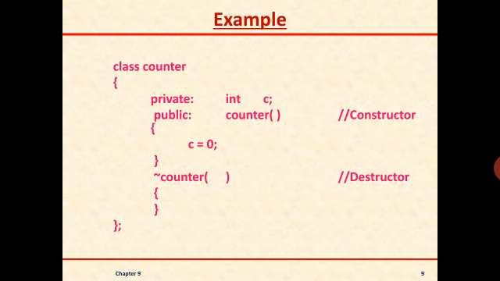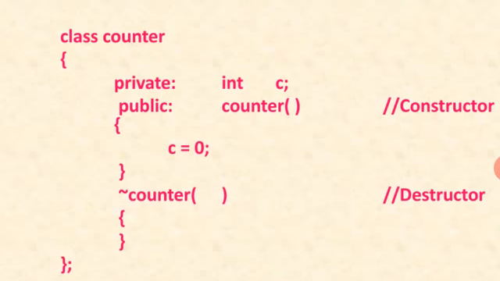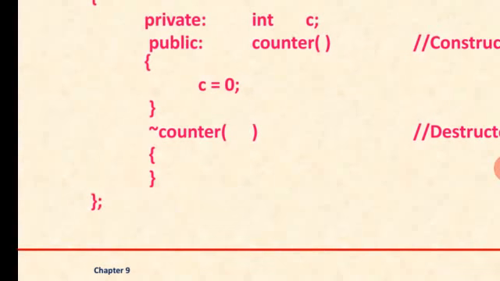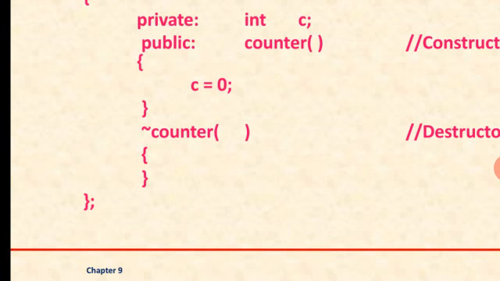Let me show you one example. Suppose I have a class called counter. The name of the class is counter. Here I have taken one variable called C, of data type integer. The constructor has the same name as the class name, and in it I have initialized the value of C as 0. But when I write the destructor, I write the same class name, but I begin with the tilde character. So students, please remember what a destructor is, with the syntax and example.